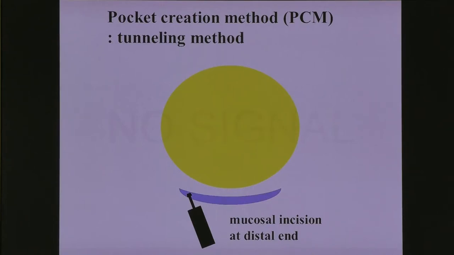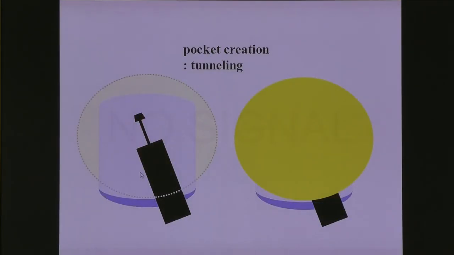So for the pocket creation method, you cut the mucosal layer just a short distance, and dissect the submucosal layer like this. From the surface it looks like this, and in the submucosal layer it is like this. This slide shows the classical method of dissection.